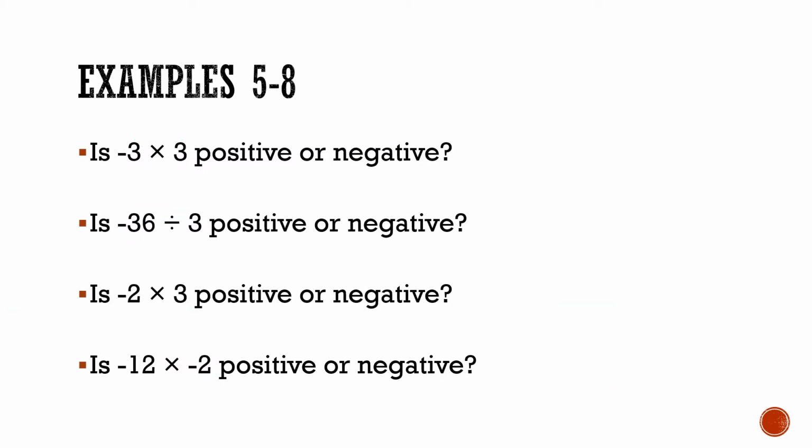Okay, pause your video and answer these 4 questions before you watch me solve them. Okay, we have a -3 and a +3. Do they have the same sign or different signs? They have different signs. So that means they're not a matching pair, which means their answer will be negative.